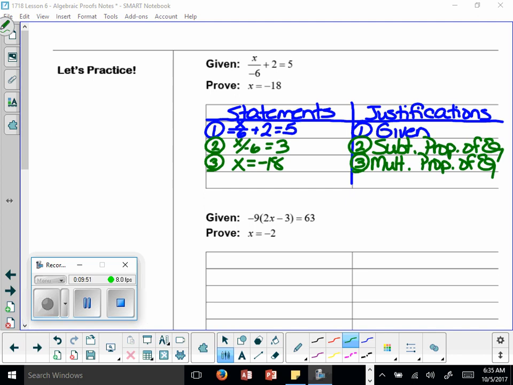All right, check your proof. Did you number every row under statements? Did you number every row under justifications? Did you subtract first, and then multiply second?